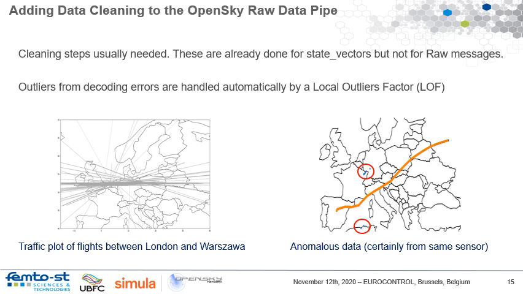So as stated in the previous slide, the raw messages need to be cleaned. As we can see on the figures here, the data are quite messy, and this is very complicated to train a model and have an efficient model with time series with outliers such as these. So we try our best to get rid of those outliers, and for now, the best way that we found is to use a local outlier factor algorithm to get rid of those.